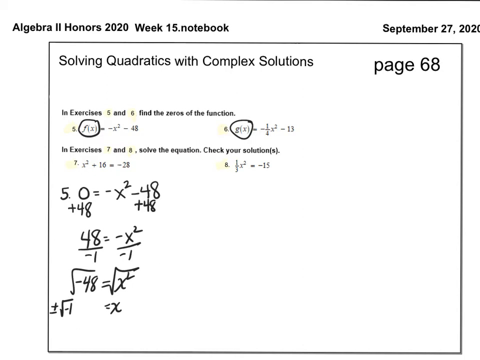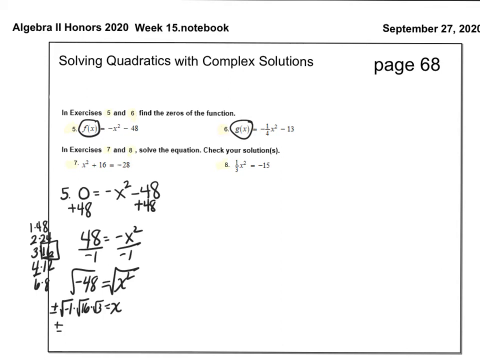At the same time, I'm going to think about 48, factors of 48. 1 times 48, 2 times 24, 3 times 16, 4 times 12, 5 won't go into 48, 6 times 8, and that's it. I see 2 perfect squares. I've got a perfect square of 16 and a perfect square of 4. Choose the biggest perfect square. Always do that. So square root of 16 times the square root of 3.